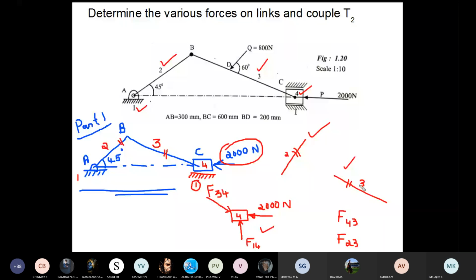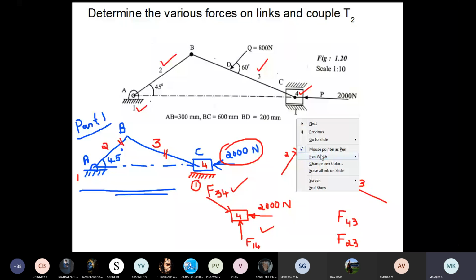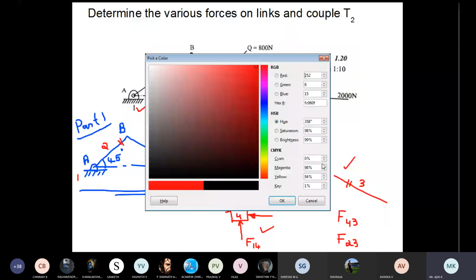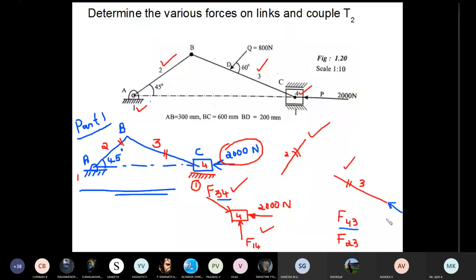And what will be the direction? To identify the direction of F43 and F23, refer to the previous diagram and check, do you have either F34 or F32? I don't have F32 in the previous diagram, but I'm having F34. Direction of F34 and F43 will be opposite to each other. These two will be equal in magnitude but opposite in direction. Therefore, direction of F43 will be opposite to F34. So we'll draw a line. F43 here, and F43 and F34 must be parallel to each other because these are equal in magnitude but opposite in direction. So this will be the direction of F43.